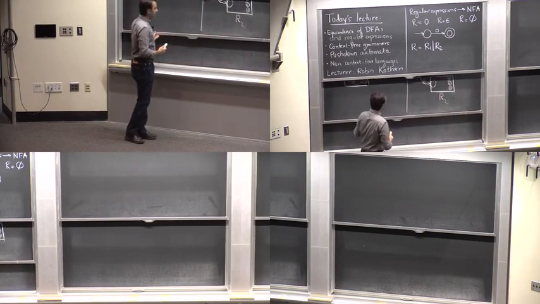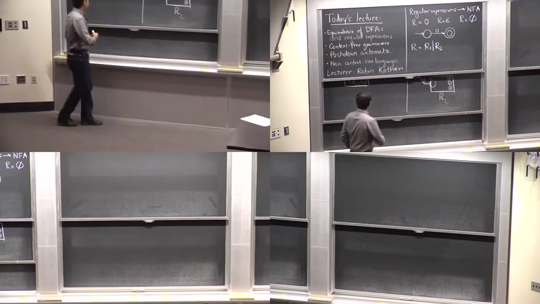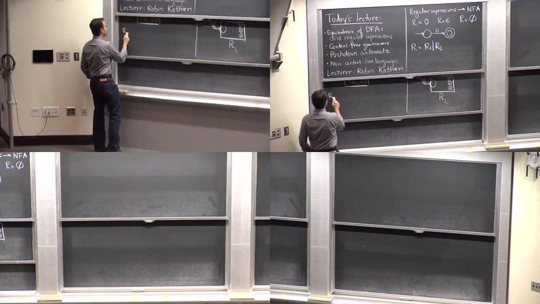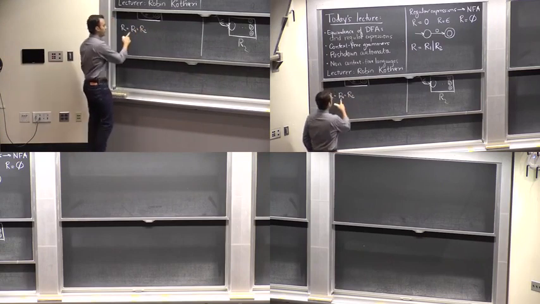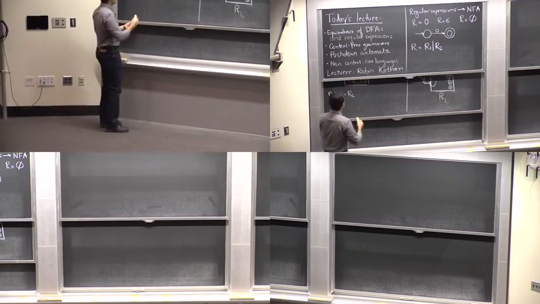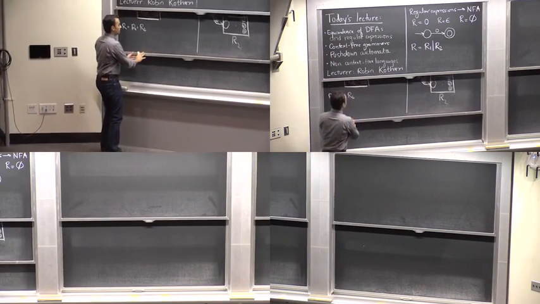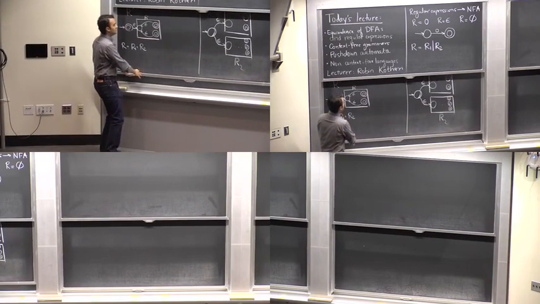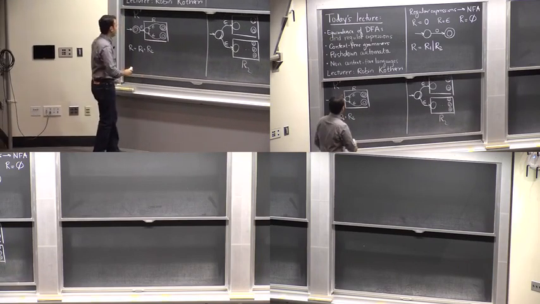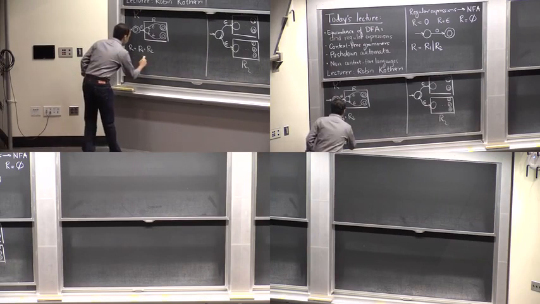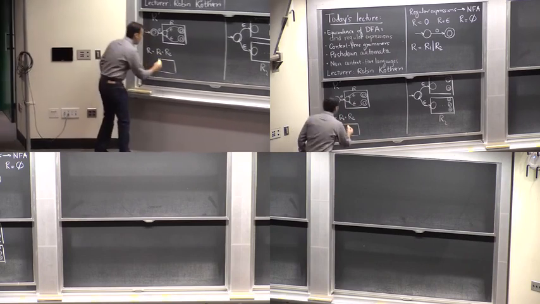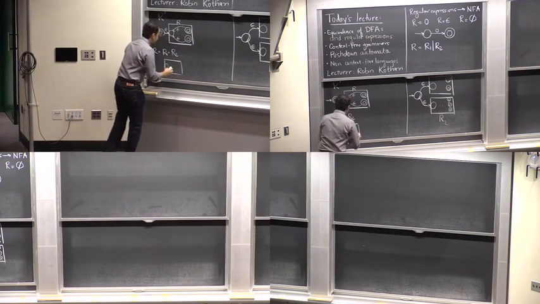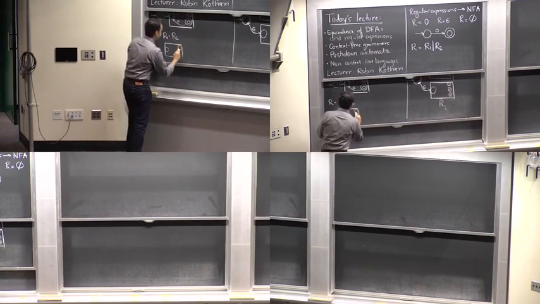And lastly, what do we have left? The only other thing you can do with regular expressions is concatenate them. So you have a regular expression R1, you have another regular expression R2, and you can concatenate them in the sense that you can accept strings where the first part is in R1 and the second part is in R2.